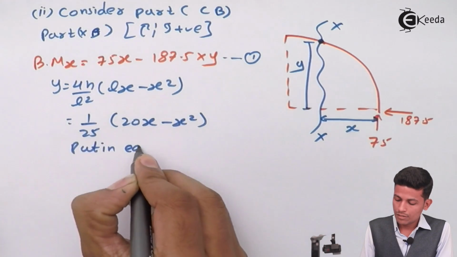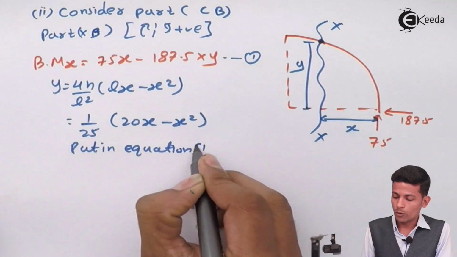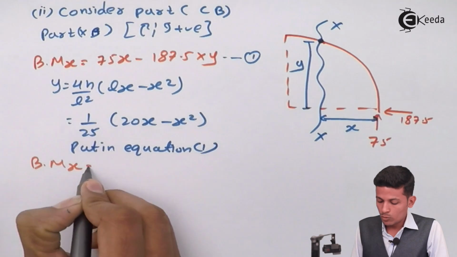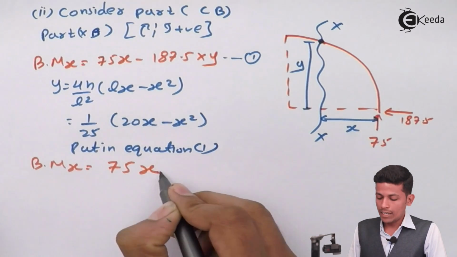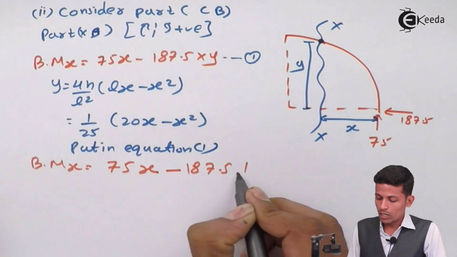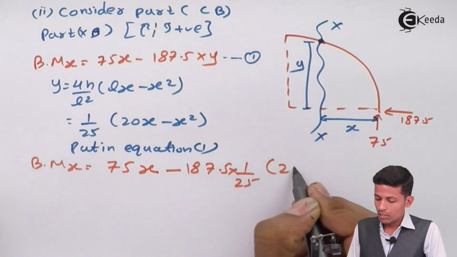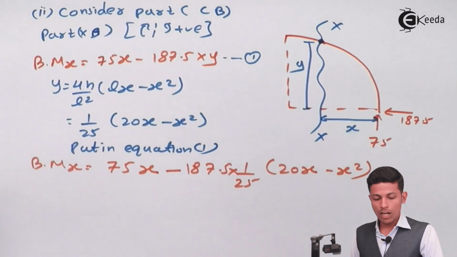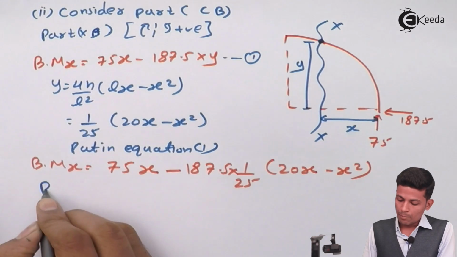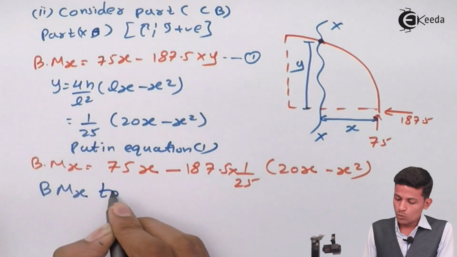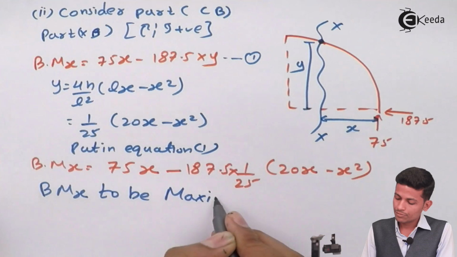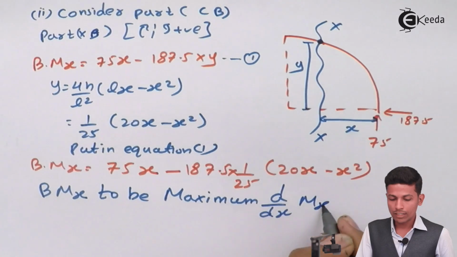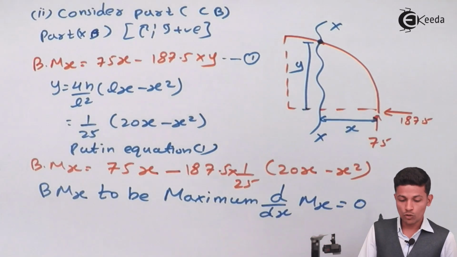Put in equation 1. So what value will we get: bending moment at x is equal to 75x minus 187.5 into 1 upon 25 into 20x minus x square. Now as you all know, for the bending moment at x to be maximum, we have to differentiate once, d by dx of Mx equal to 0. We can equate it with 0 over here.